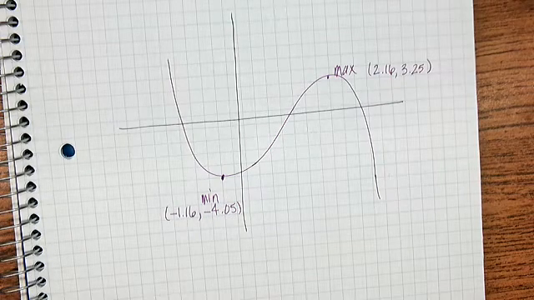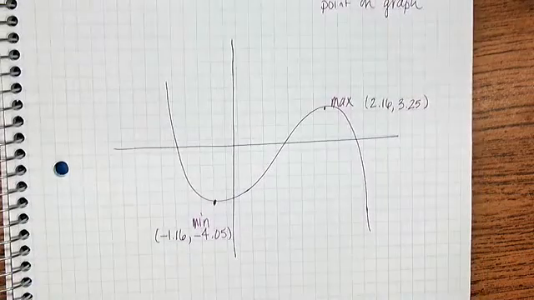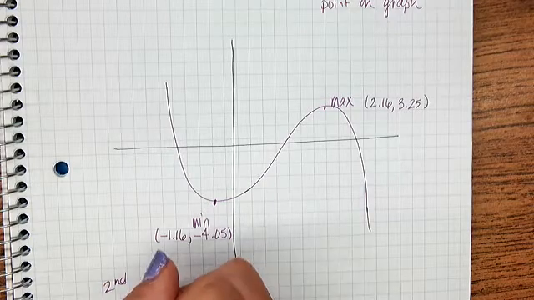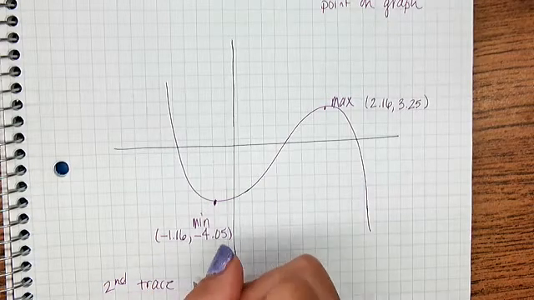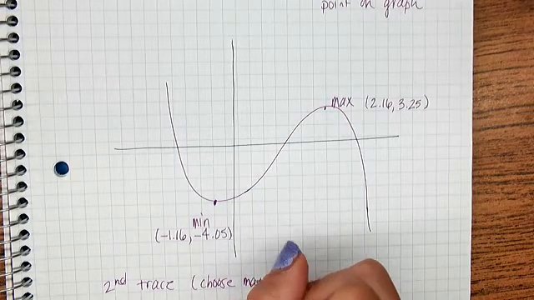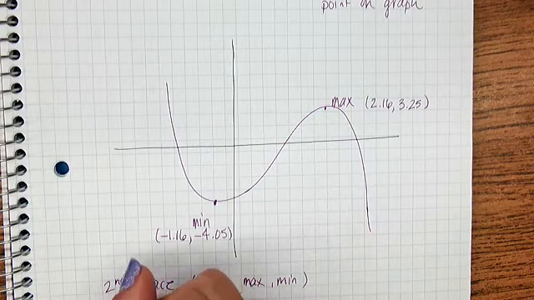Okay. I do not need my calculator anymore to answer the remaining questions, so I'm just going to put this down here. You do second, trace, choose max, min, whatever it is you want, and then set bounds.